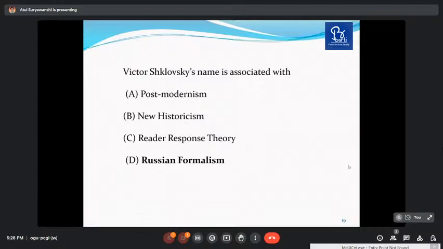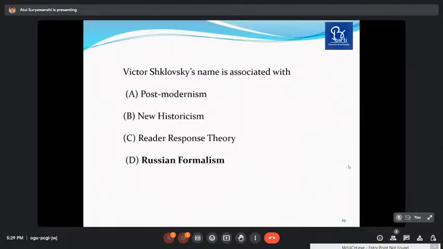Let us turn toward the next question here in this series. Victor Shklovsky's name is associated with what? Postmodernism, New Historicism, reader response theory, Russian formalism. This is an out of track question, you know. This is not associated with the novel. This is associated with the theory.